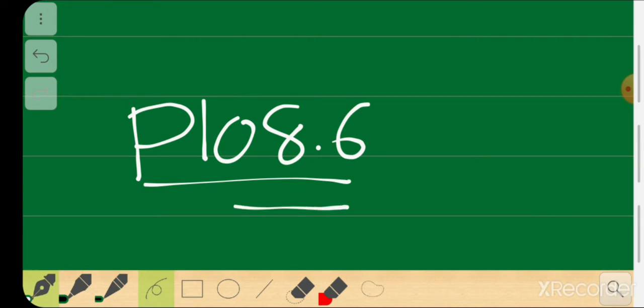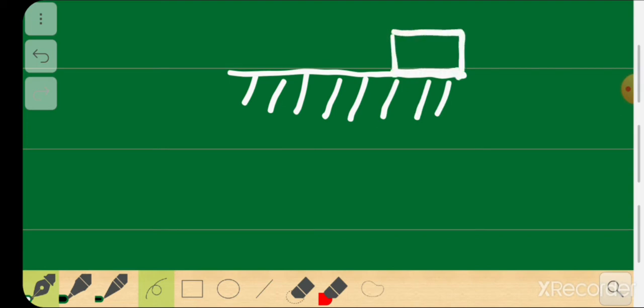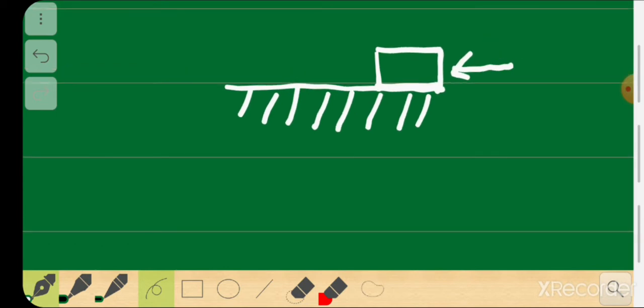So the rest of these videos will be problems. The first aspect is that I'm going to introduce the problem. Basically the problem is like this. We have a surface, and there is a box on the surface. Let this be the box. I'm going to push this box with a force, and this box will move with a velocity.